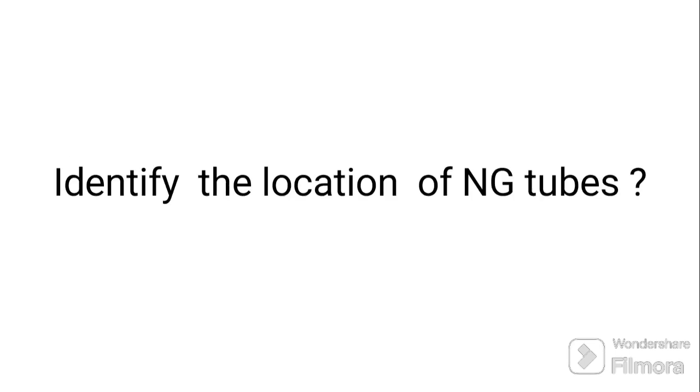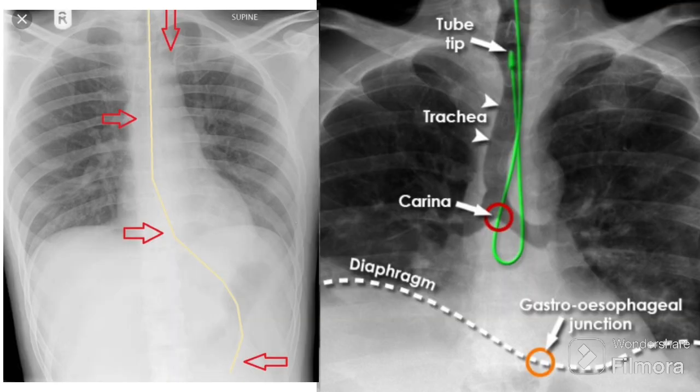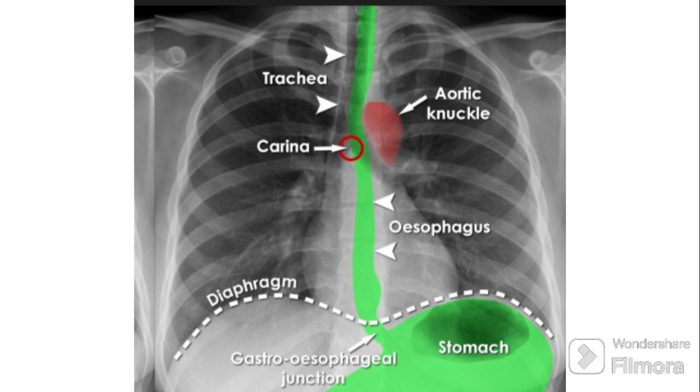The next step is to identify whether there are any abnormalities present. NG tube location. Many students are frequently asked to confirm the location of NG tubes. If the NG tube is correctly placed, the tip of the tube should be seen in the gas bubble of the stomach below the left diaphragm. On this radiograph, notice how the NG tube extends into the lower zone of the right lung.